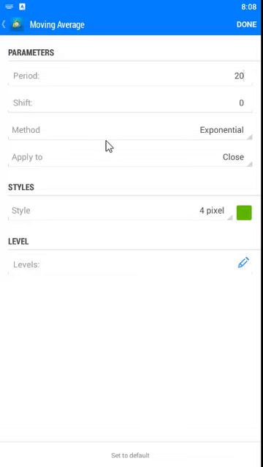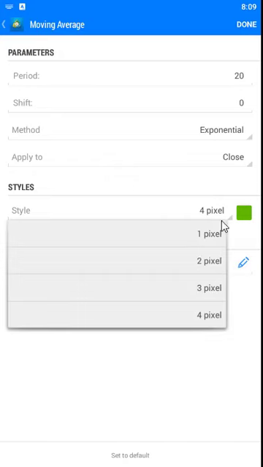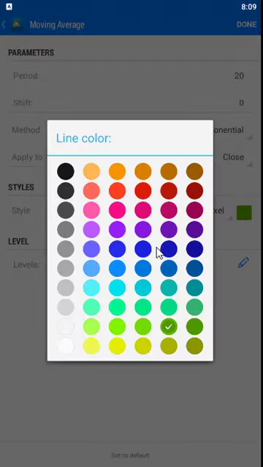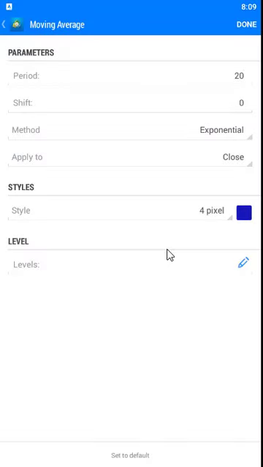Then shift should be 0. Method should be exponential applied to the closing price. Okay. Then style should be 4 pixels. So if your own is something else, you just change it to 4 pixels here. Then change the color to blue. All right. Then afterwards, you click on done there.